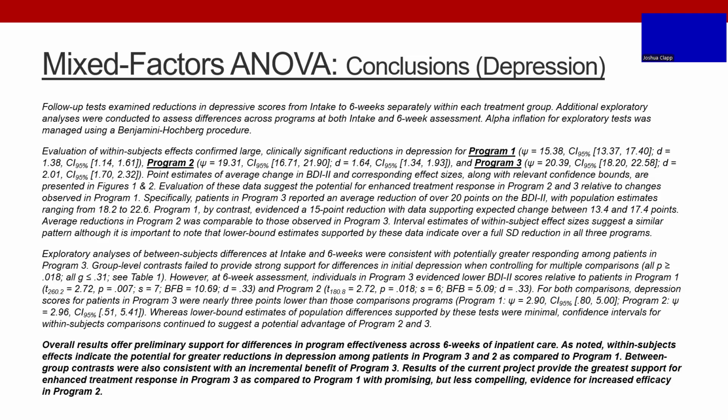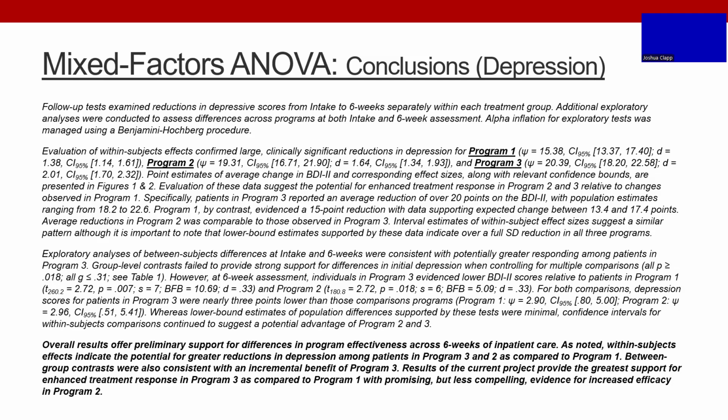Exploratory analysis of between subject differences at intake and 6 weeks is consistent with potentially greater responding among patients in group 3. Group level contrasts failed to provide strong support for differences when controlling for multiple comparisons or initial depression. However, at 6-week assessment, patients in program 3 showed lower BDI scores relative to patients in program 1 and program 2. In both comparisons, depression scores for patients in program 3 were nearly 3 points lower. For those comparison programs, lower bound estimates of population differences supported by these tests were minimal. Confidence bounds for within subjects comparisons continue to suggest potential advantage for programs 2 and 3.